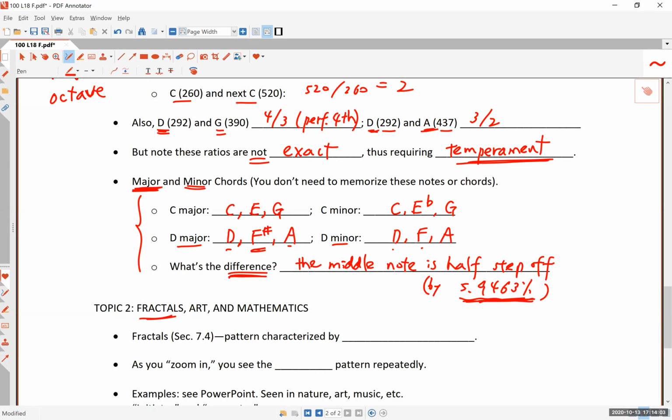So it really changes the mood, but not because of a drastic difference. It's only a tiny difference, by 5.9%. And I find this pretty amazing because that slight difference changes the entire mood of the music, okay? So that's the difference between the major and minor chords.